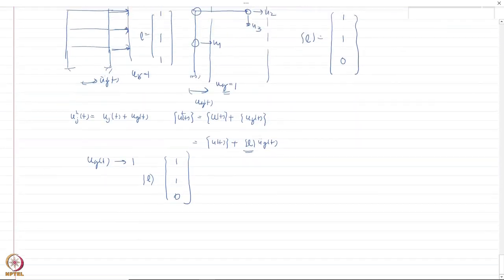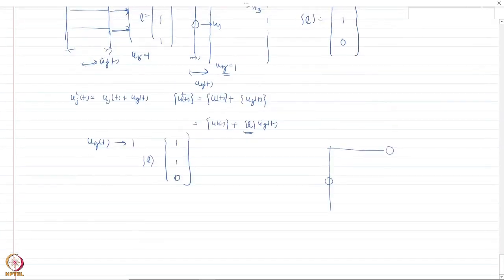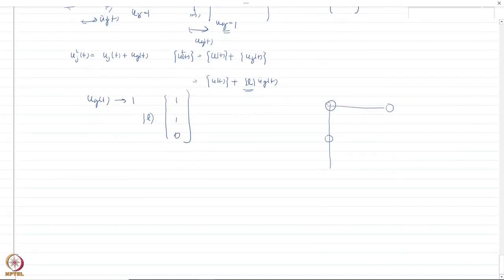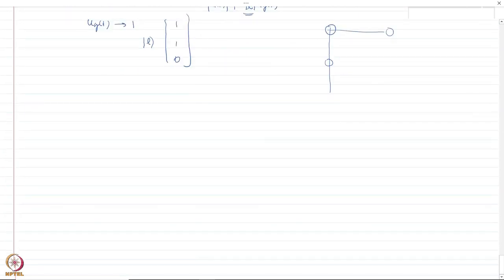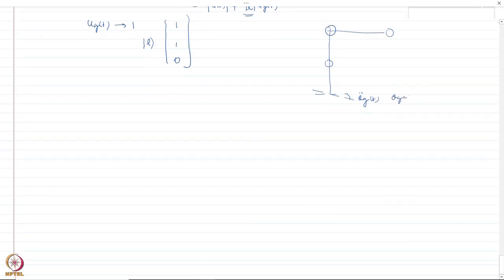Similarly, let us say for the same thing, I have something like this. I have three masses here, and instead of a translational ground motion, let us say I have a rotational ground motion. So theta g is there. In this case also, what do we need to do? Just apply a unit rotation of theta g equal to 1, and then see along each degree of freedom what is the displacement corresponding to this.